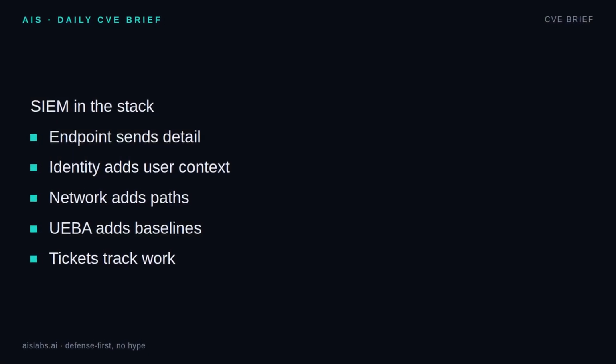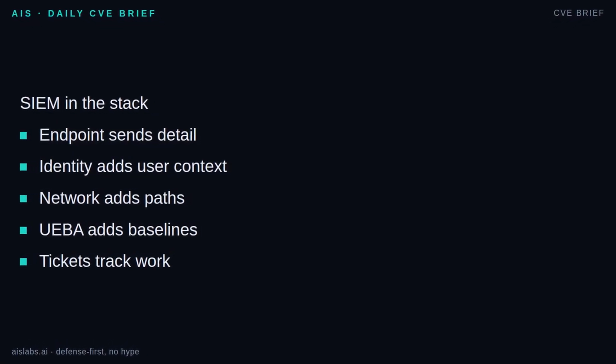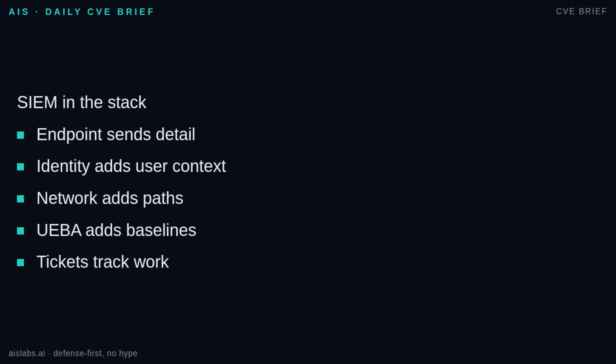The SIEM sits in the middle of the defensive stack. Endpoint tools provide process, file, and host telemetry. Identity systems provide sign-ins, role changes, and access events. Network controls provide connection records and blocks. Cloud platforms add administrative activity and resource changes. UEBA, User and Entity Behavior Analytics, can add baselines, what is normal for this user, device, or workload. The SIEM brings those signals together and makes them searchable.